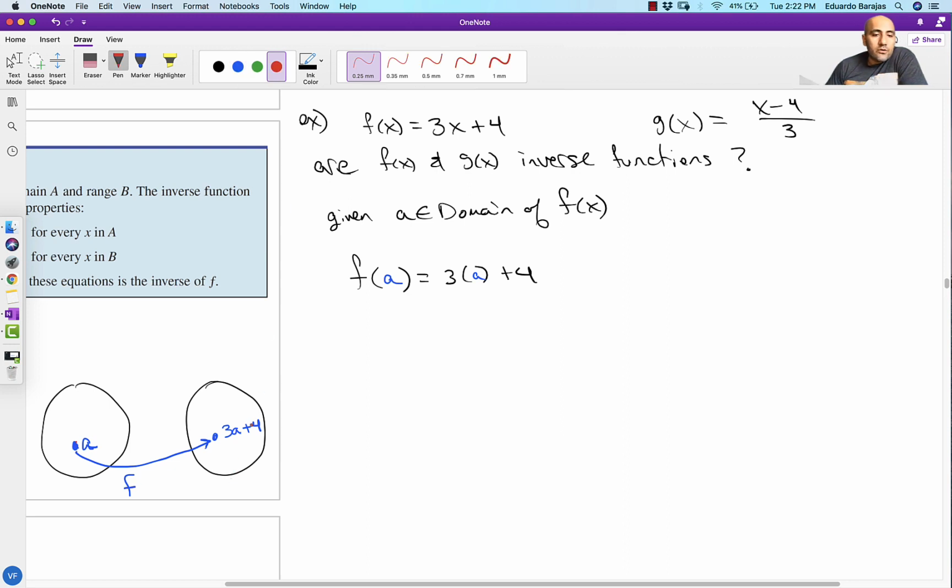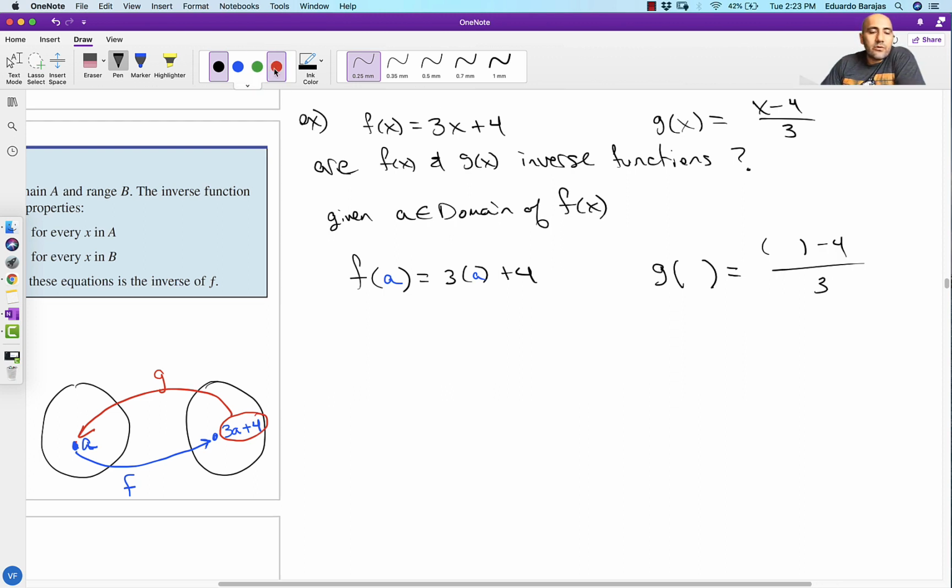Now I want to take this and plug it into the g function. If I can show that when I plug it into the g function, the set of instructions for g brings me back to a, then I'm halfway there to showing that these two are actually inverse functions of each other. They undo each other. So I'm going to take this and plug it into my g of x function. It says g of blank equals blank minus 4 over 3.